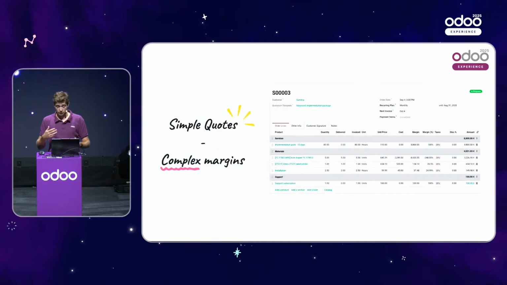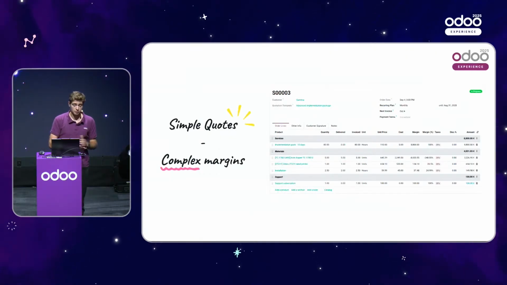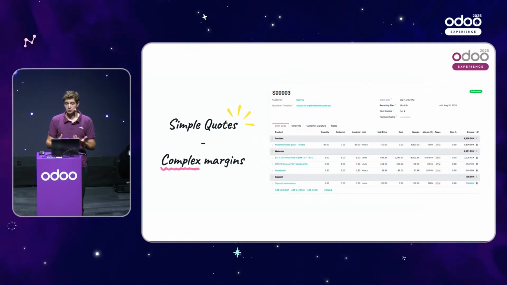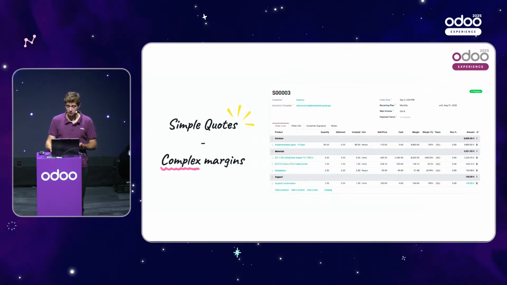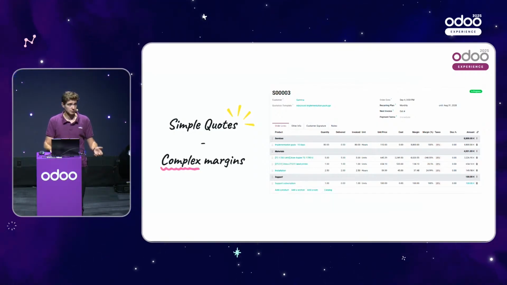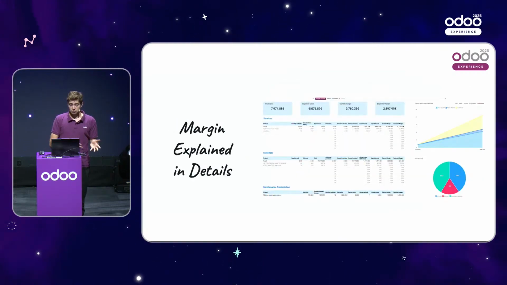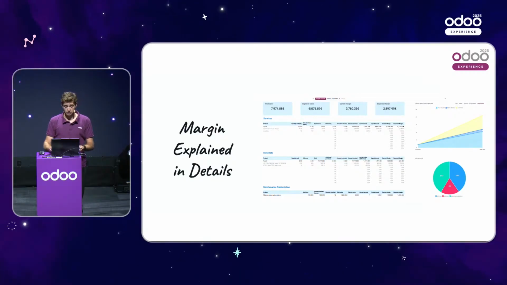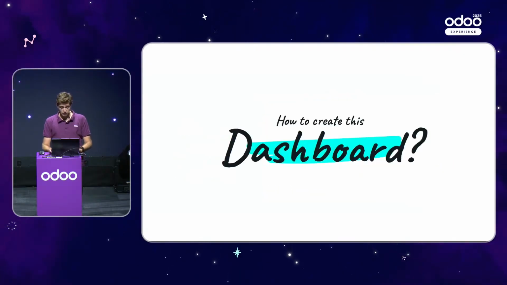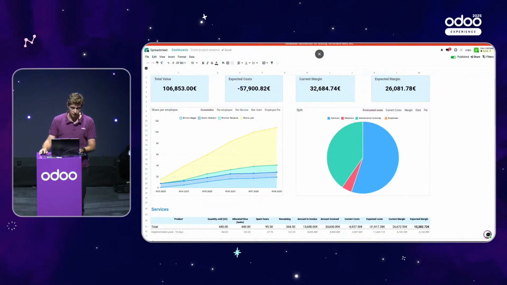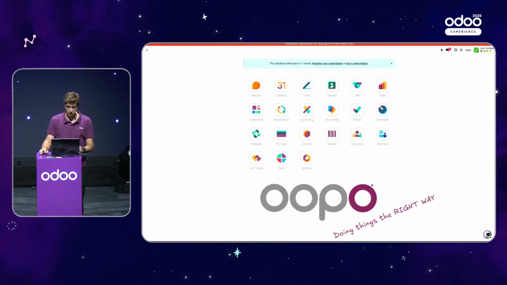We can see here, I have a part for services, some materials, a support part, but the computation of my margins can be quite complex because of the variety of sources and the nature of the proposition I have. Okay, so this is where my dashboard will come up to try to explain this in detail. So let's jump now into Odoo to try and see how we can build this dashboard.